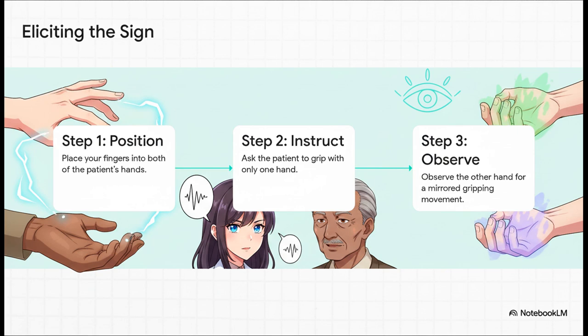First, you place your fingers into both of the patient's hands. Then, you give a very clear instruction. Something like, "Mr. Chen, I want you to squeeze my fingers as hard as you can, but only with your weak left hand." Then, your job is to watch his right hand like a hawk. What we're doing is forcing him to send a really powerful motor command from that damaged hemisphere. We're looking to see if that signal is so strong that it kind of spills over to the other side.